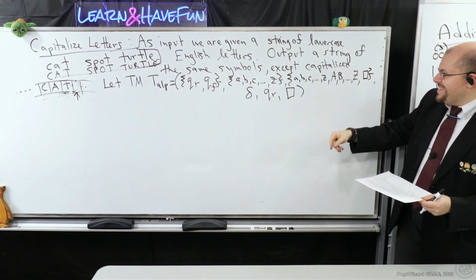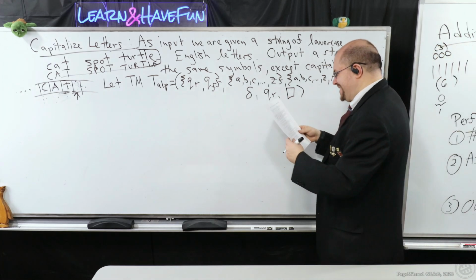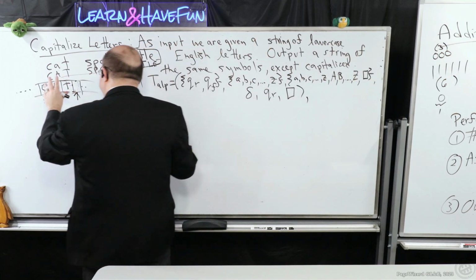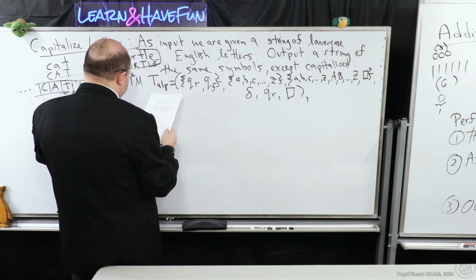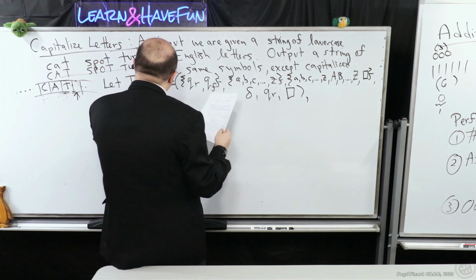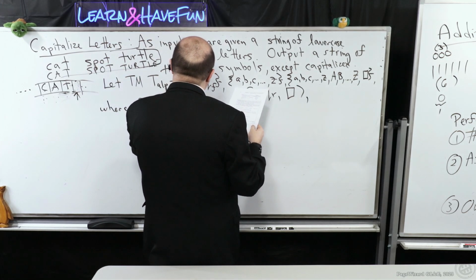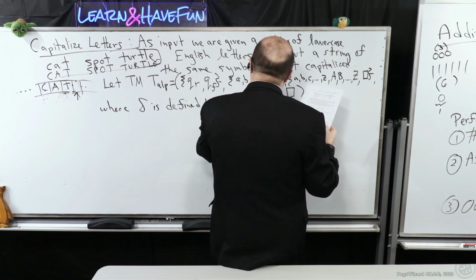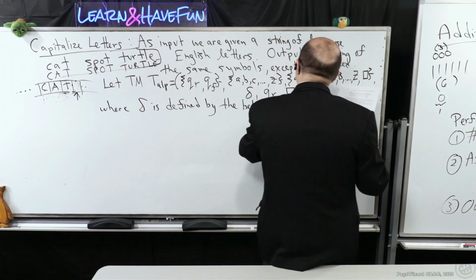So, let's now define how this will work. We have an idea already here, which is nice, where delta is defined by the below transition table. So we're going to use a transition table.